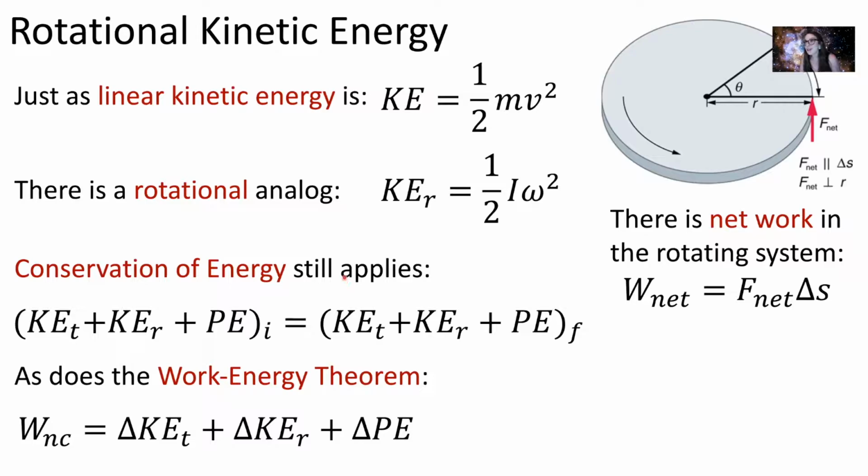But we also have a rotational analog to kinetic energy. We have rotational kinetic energy. So the rotational kinetic energy is 1/2 times the moment of inertia times the angular speed squared. So it looks really similar. We still have a 1/2, and instead of a mass, we've got the moment of inertia. And instead of the linear speed squared, we've got the angular speed squared. Angular speed here will always be in units of radians per second.